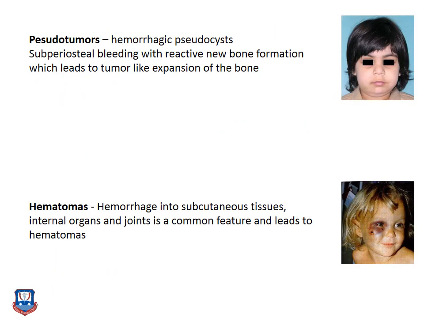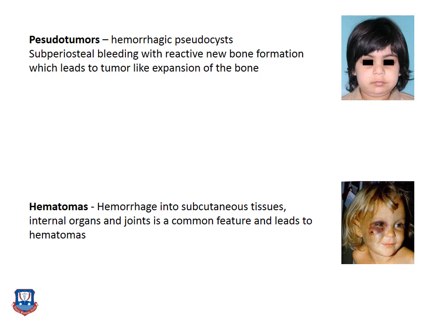You'll also see serotumors. What are serotumors? As you can see in the picture, there is a hemorrhagic serocyst, subperiosteal bleeding with reactive new bone formation, which leads to tumor-like expansion of the bone. As you can see, one of the jaws of the child is expanded, because of the reactive new bone formation.